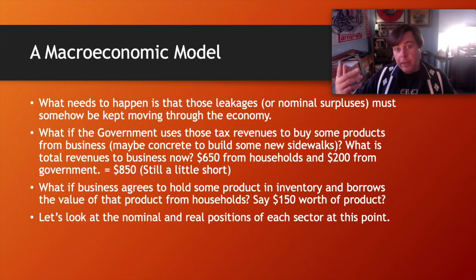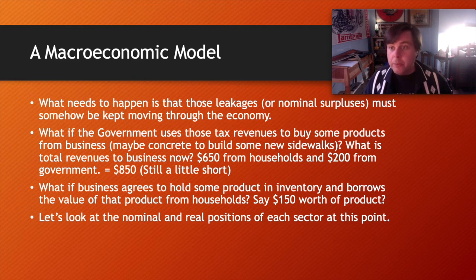So what needs to happen is that those leakages need to return back to businesses in some way, shape, or form. So let's go back to our little model. In our little model, we said that government spends. Well, where does government spend to? We always hear about government spending. We think, oh, government's wasting that or whatever. Well, where does government spending go? Most government spending goes to businesses.